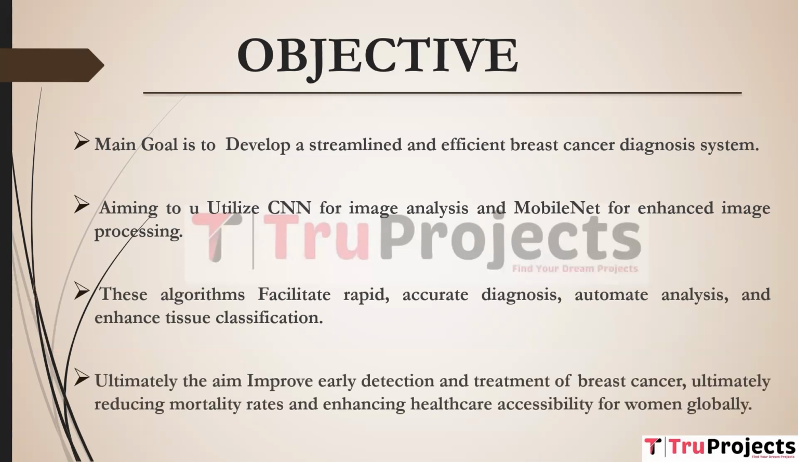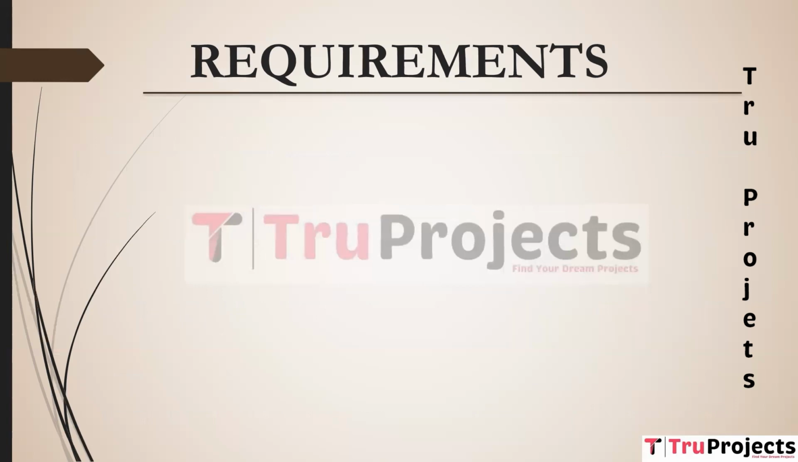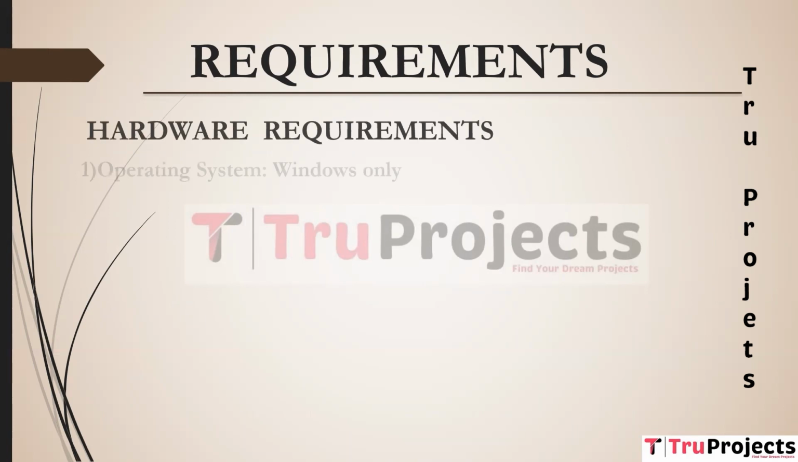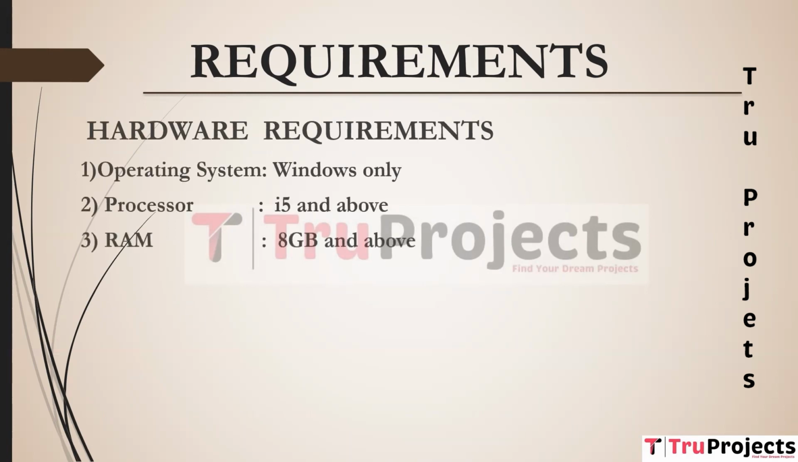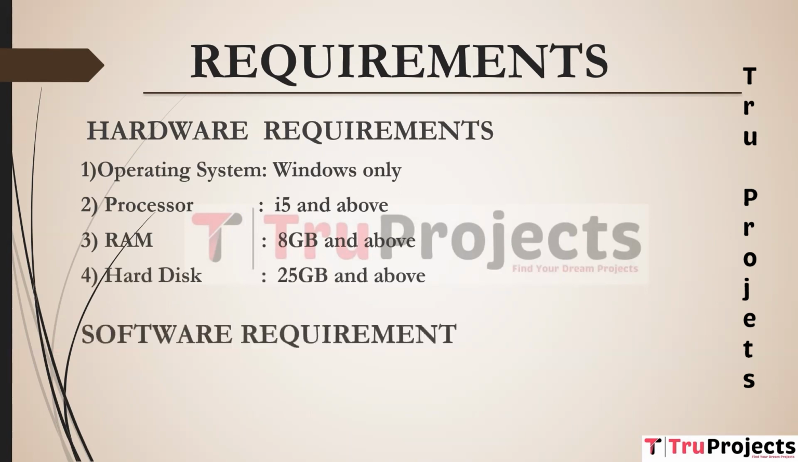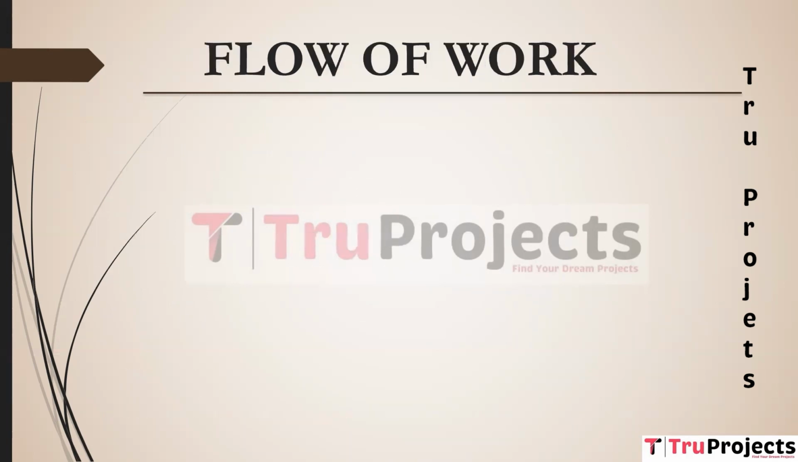Ultimately, the goal is to improve early detection and treatment of breast cancer, reducing mortality rates and enhancing healthcare accessibility for women globally. For implementing the project, we need hardware and software requirements. Hardware requirements are operating system of Windows, processor of i5 and above, RAM of 8 GB and above, and hard disk of 25 GB and above. Coming to software requirements, we need Anaconda 3 and Visual Studio Community version.